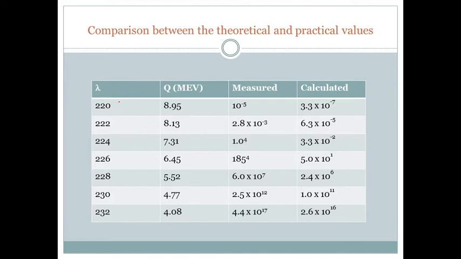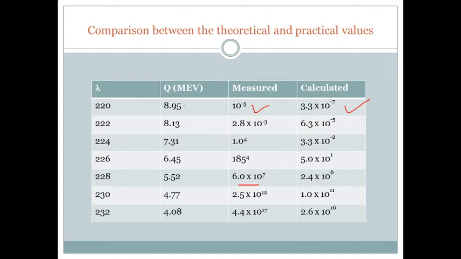You can see that this is not lambda, sorry, this has to be your A. There's a mistake here. Okay, forget about this. You can see this is the measured and this is the calculated. This is what is observed experimentally, and this is by Gamow theory. 10 raised to minus 3, 10 raised to minus 5, there's a mistake here, just ignore this.